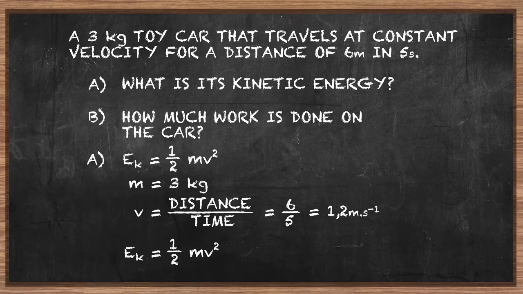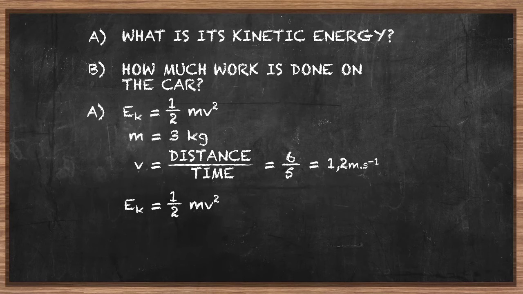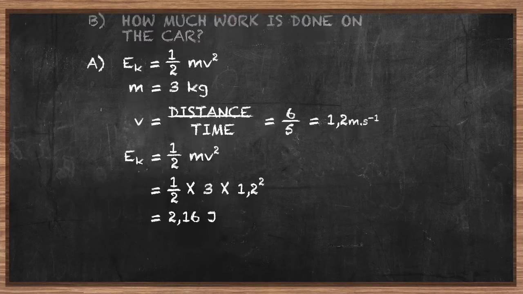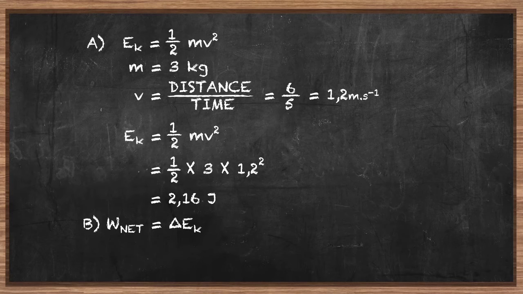Substitute into the formula for kinetic energy. The kinetic energy is equal to 1/2 times 3 times 1,2 squared. The answer is 2,16 joules. How much work is done on the car during this time? The car travelled at a constant velocity. There's no change in its kinetic energy, therefore no net work is done on the car.